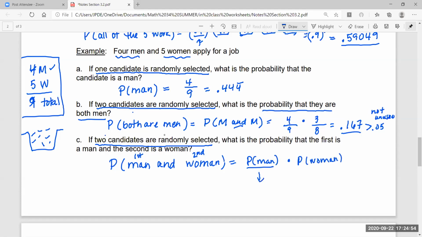So what's the probability that we get a man? 4 out of 9. And we got a man. We took the man out. So now what's the probability that you get a woman? Well, there are 5 women left out of 8. So 4 out of 9 times 5 out of 8, 0.278.